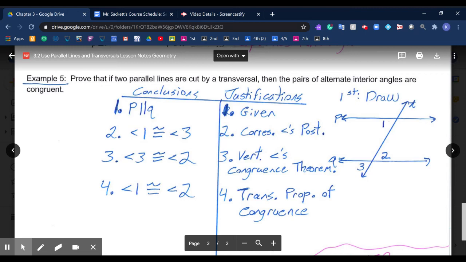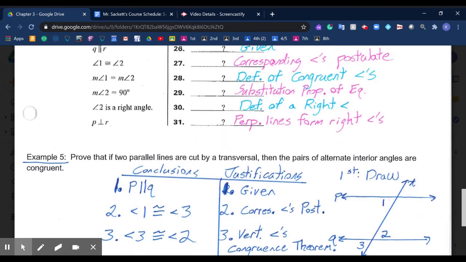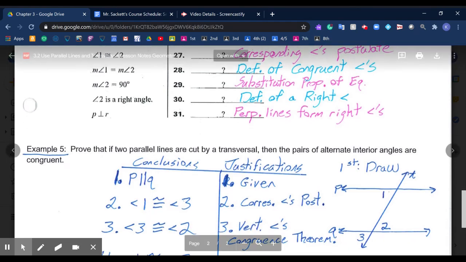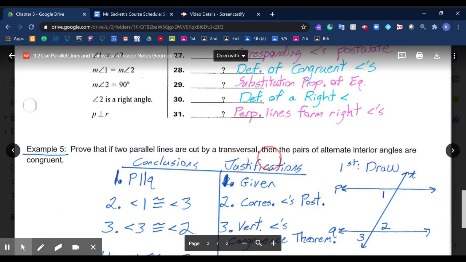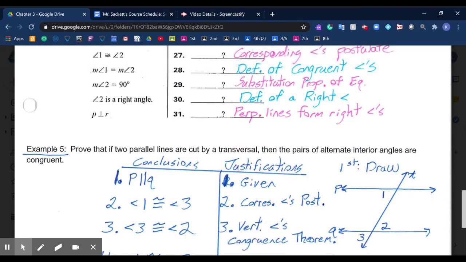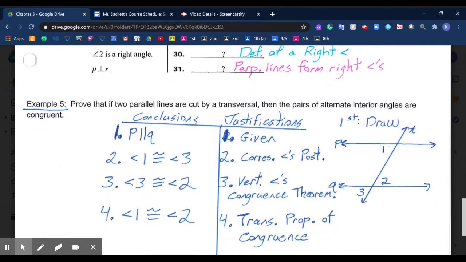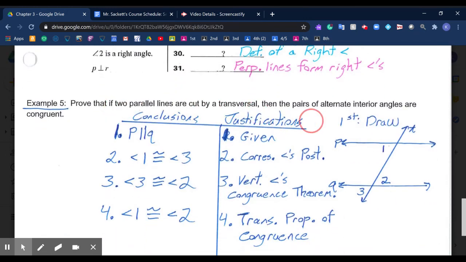So in this case, our conclusions on the left, justifications on the right, or statements on the left, reasons on the right. Conclusions and statements are interchangeable. Reasons and justifications are interchangeable. So they might call it statements, reasons. They might call it conclusions, justifications.